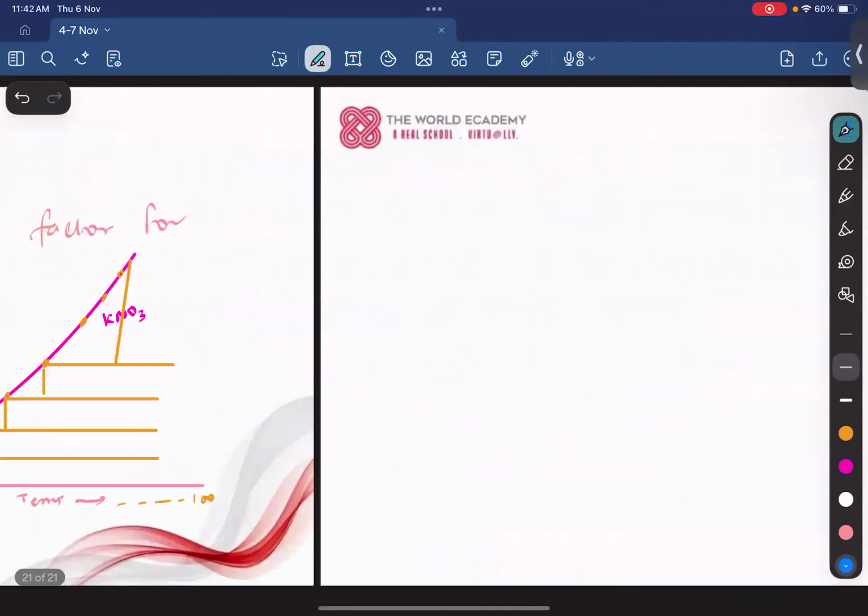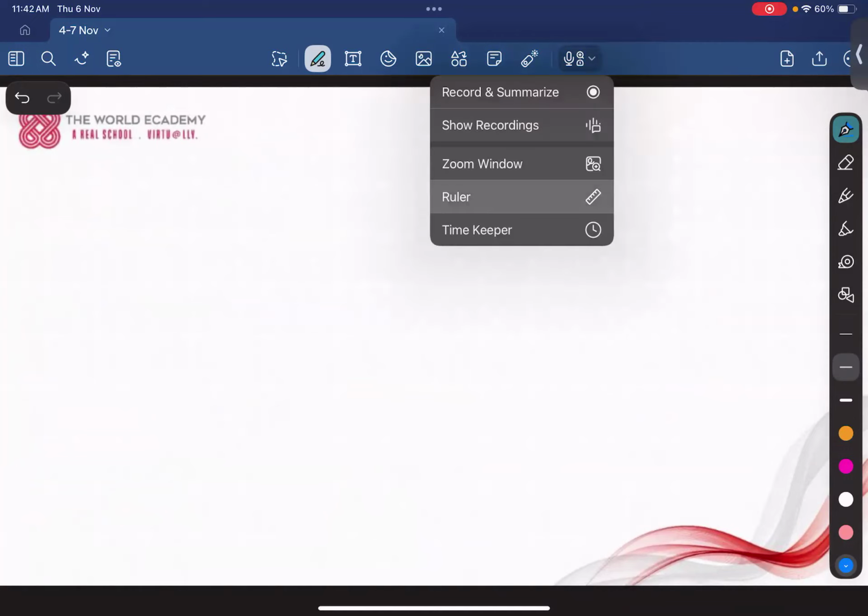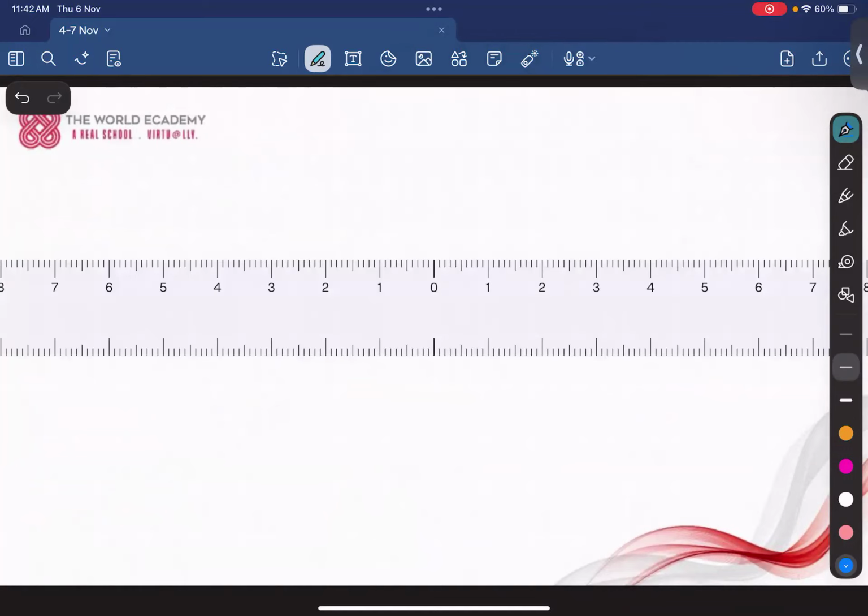Okay. So in a question, they are asking us to draw a curve. You know how to draw a curve? You have the skill. You just see. I'm taking a ruler.